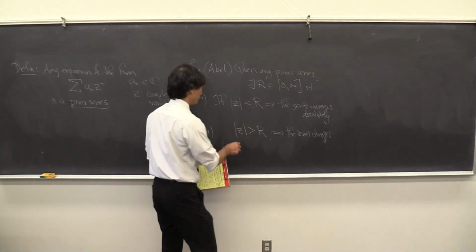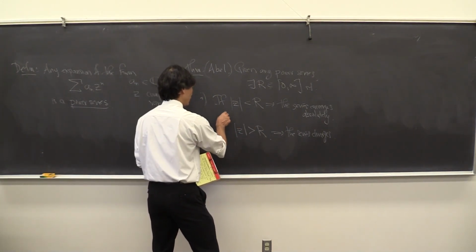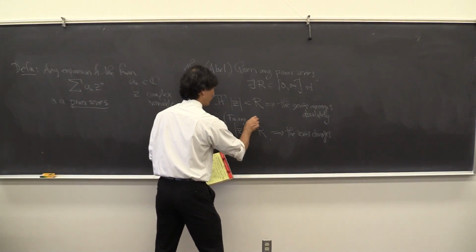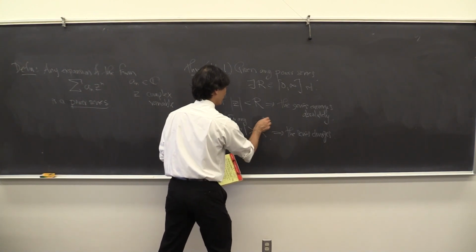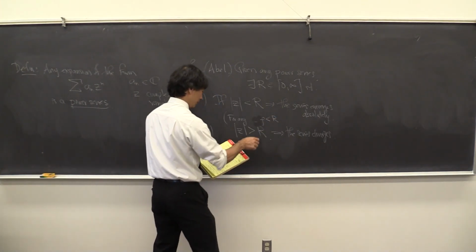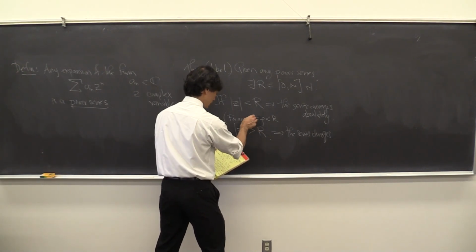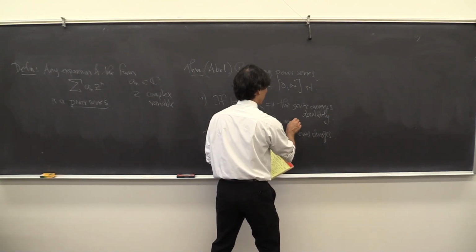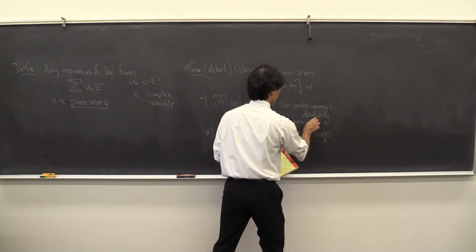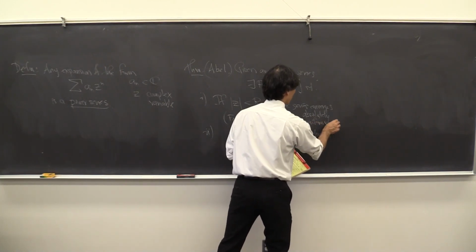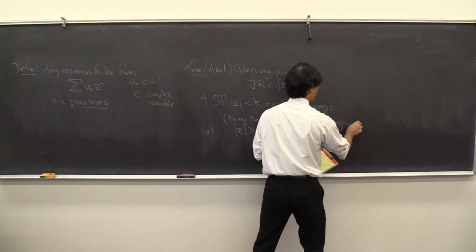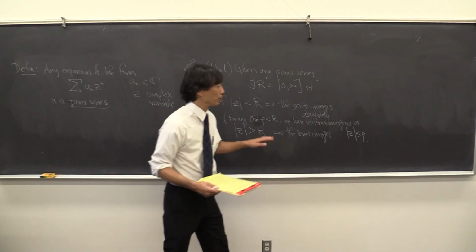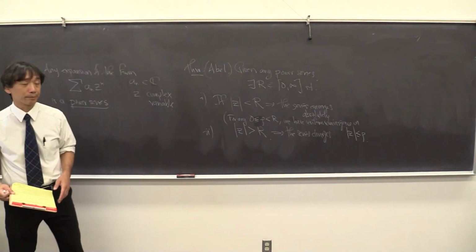Further, for any rho that's smaller than R and greater than or equal to 0, we have uniform convergence on the closed disk of radius rho.